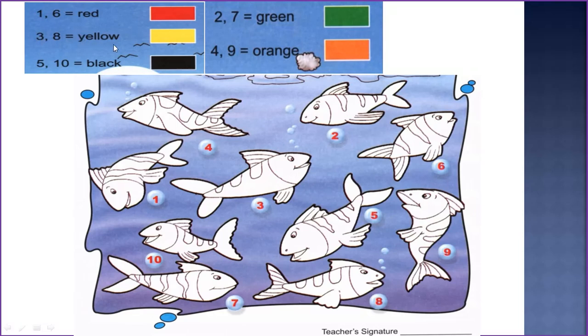Okay, now 3 and 8, where are the number 3 fish? This one, number 3. And where is the number 8 fish? Yes, this is the number 8 fish. And which color? Yes, you have to pick yellow color and do the color yellow in both fish. Okay, I hope you have understood. Okay, but you have to choose the color carefully.